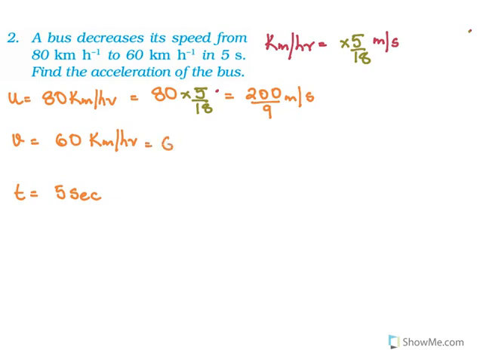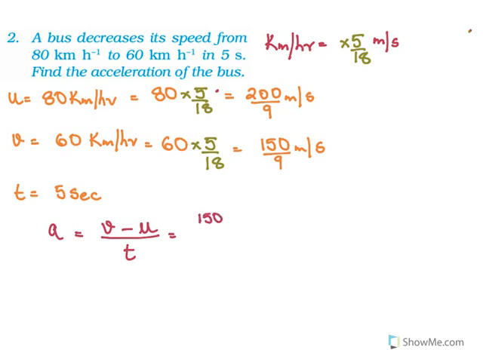In the next part, I have 60 km per hour to convert to meter per second, multiplying by 5 by 18. When I work this out, this becomes 150 by 9 meter per second. The formula for acceleration is A equal to V minus U over T. Now V is the final velocity, that is 150 over 9. The U we saw is 200 over 9. That is V minus U, divided by T. T is 5 seconds.